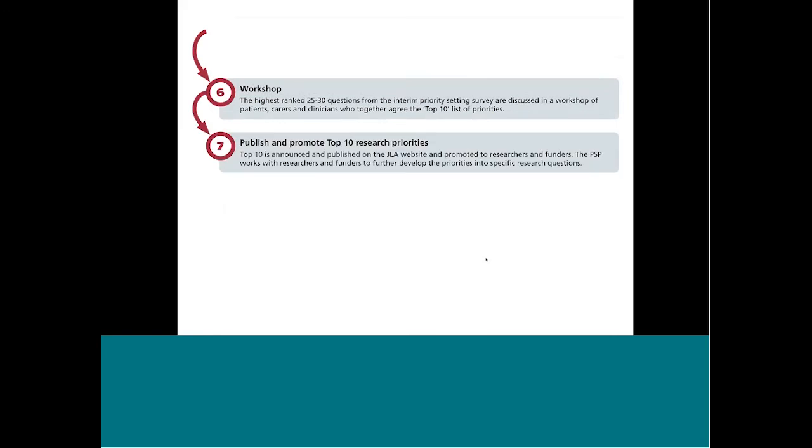So the JLA supports the use of an adapted nominal group technique and recommends that a minimum of 12 people and a maximum of 30 people attend. And then the final step is to disseminate the top 10 research priorities to both health researchers and health research funders.